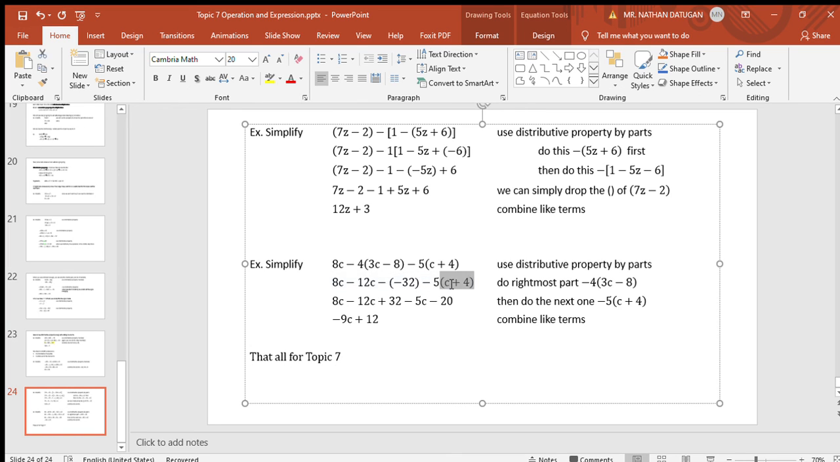Now let's focus on the last distribution. Again, this is the parentheses we want to get rid of, and this is the number that multiplies the parentheses, not just 5, it includes the sign. So you're not just going to multiply 5 to c and 4, you have to multiply negative 5 to c and 4. So negative 5 times c is negative 5c, and negative 5 times 4 is negative 20.